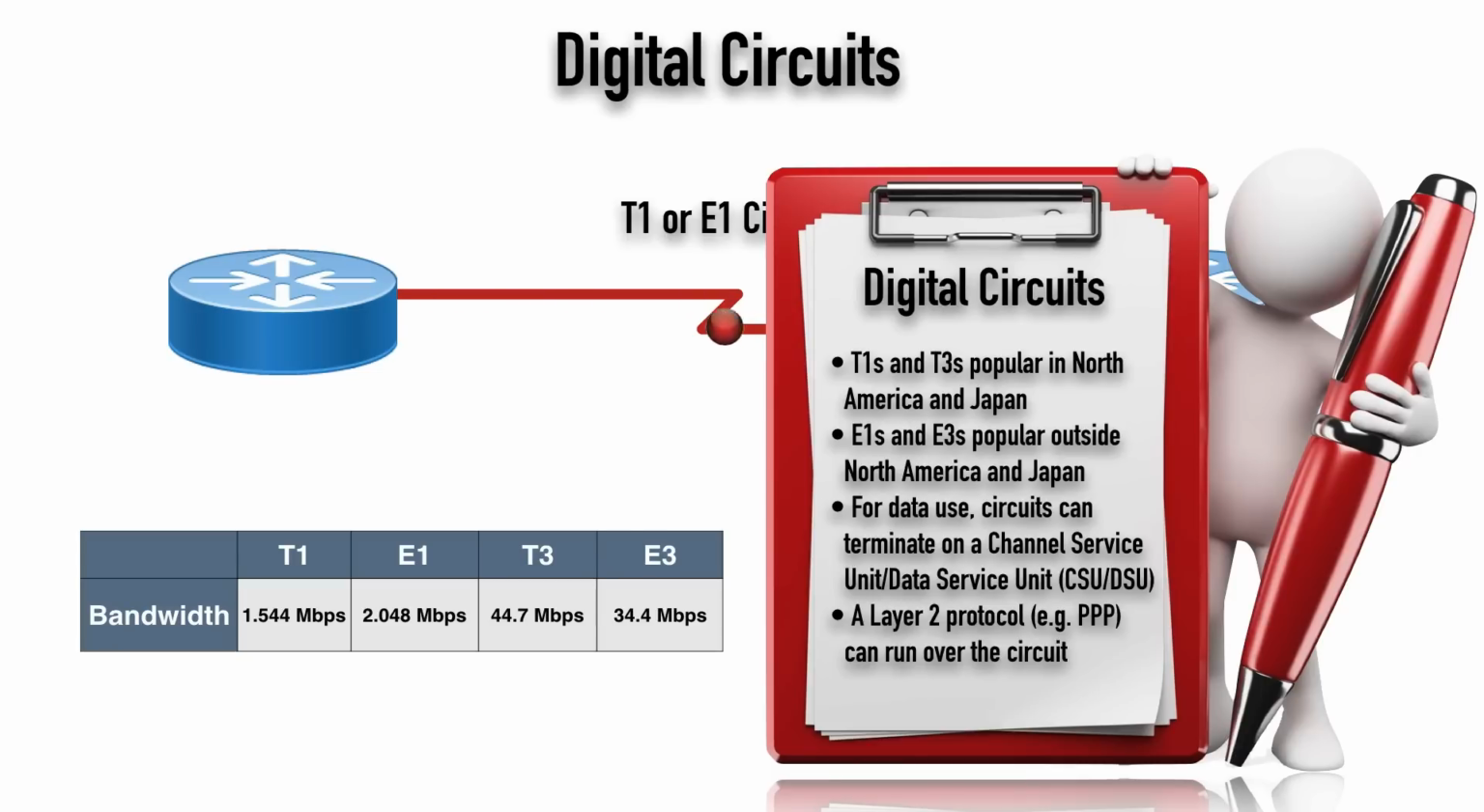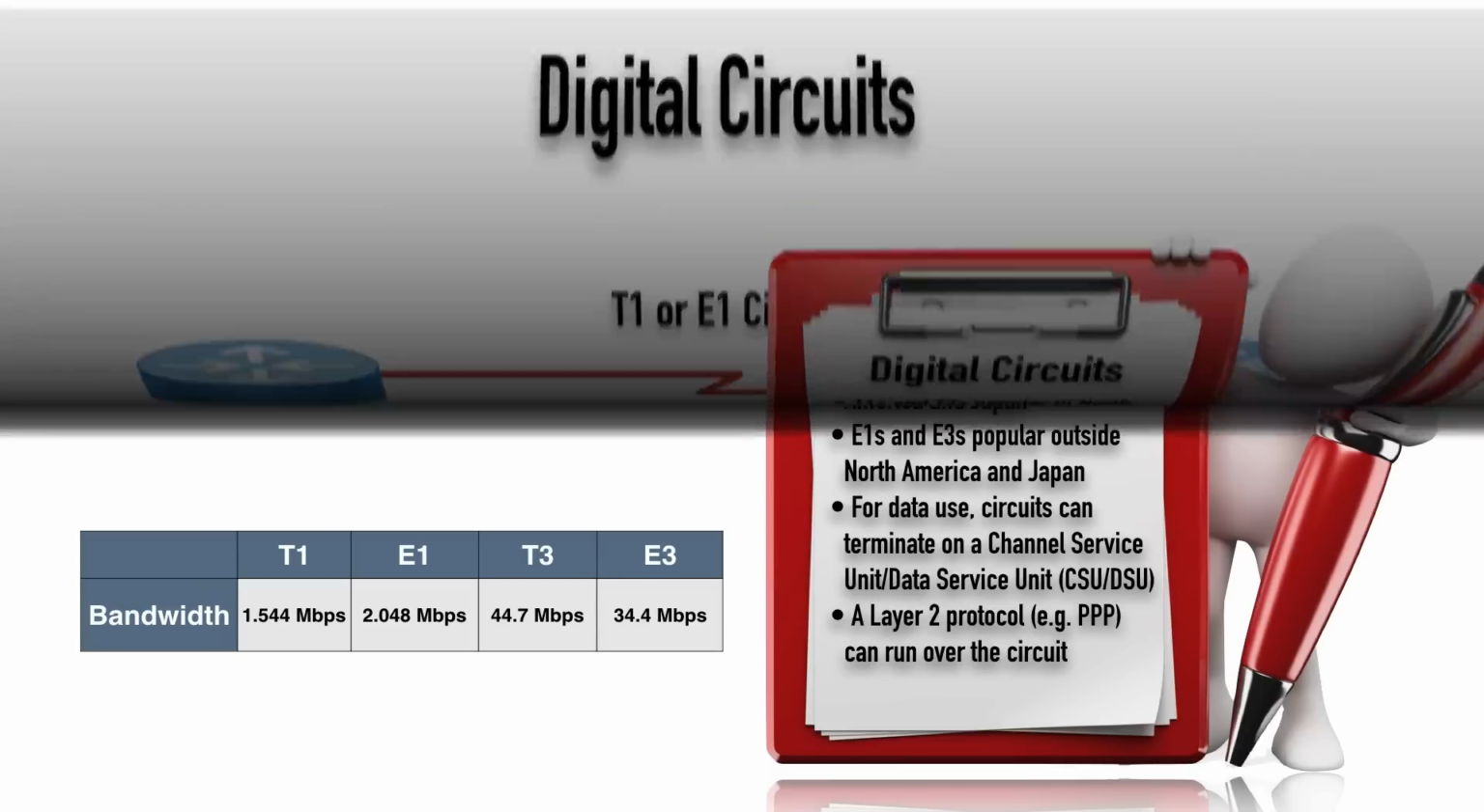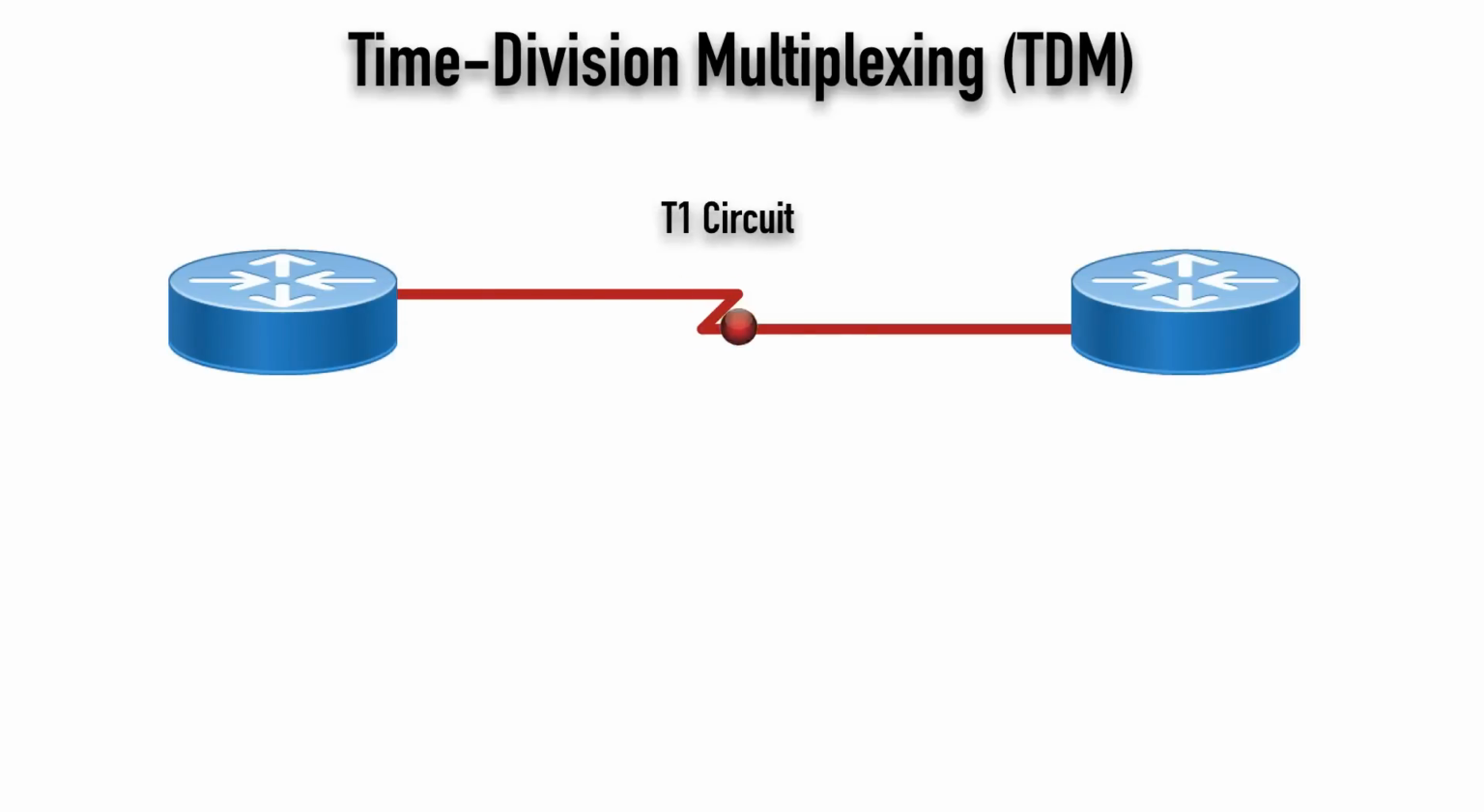Let's think about how we can send multiple simultaneous conversations over a single T1 circuit. We'll begin with a T1. We'll talk more about E1s later. But on a T1, or an E1 for that matter, we could use something called TDM, time division multiplexing. This is a way for us to send multiple simultaneous conversations over a single circuit.